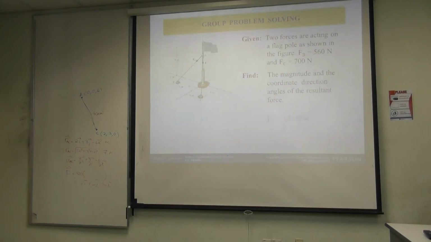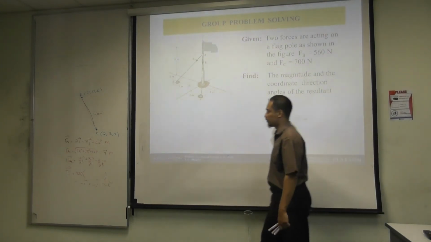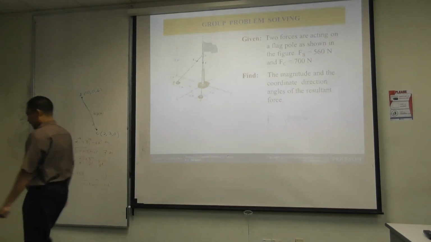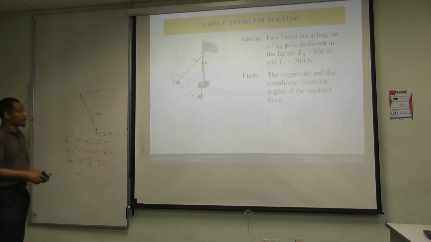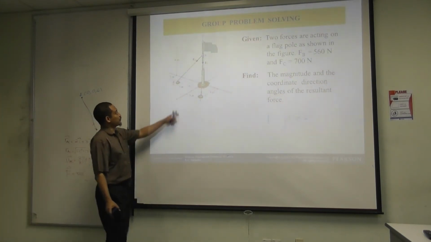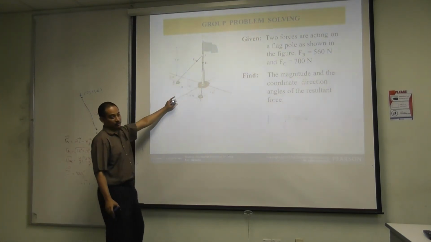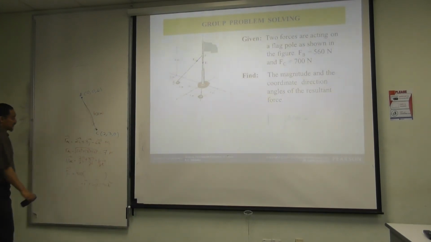We have just enough time for this one. So, group problem solving. Two forces are acting on a flagpole as shown in the figure. FB is 560 and FC is 700 Newton. Find the magnitude and coordinate direction angle of the resultant force. Do you understand the question? You want to find FR in terms of the magnitude and the alpha, beta, gamma, right? Before you get FR, you have to know what both F are in vector form first, right? So let's see if you have.